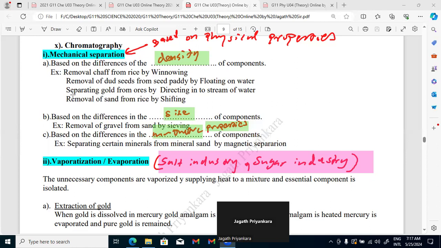Okay, done. Now remember, students, for the extraction of gold we also use this. Here one letter is missing, you can add B here. B is missing here.